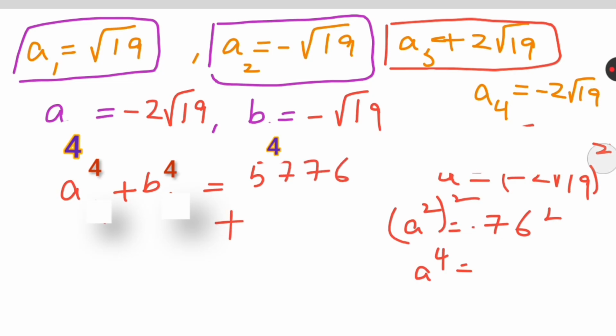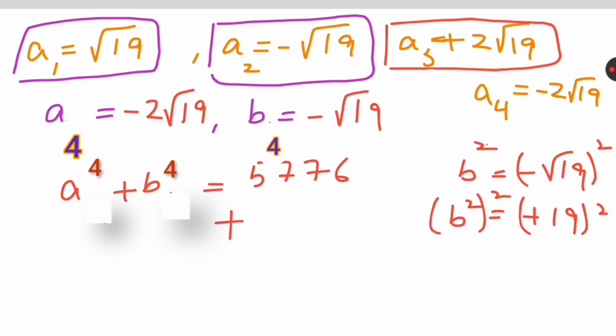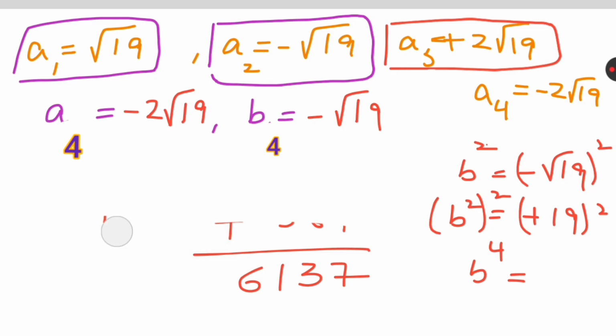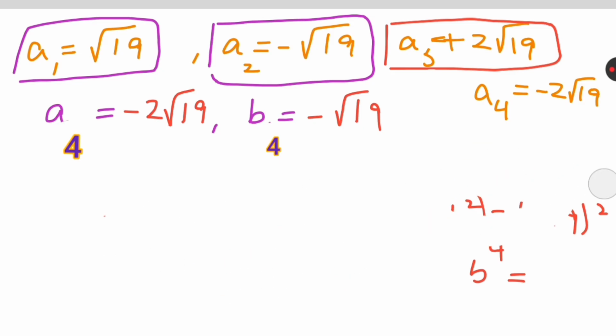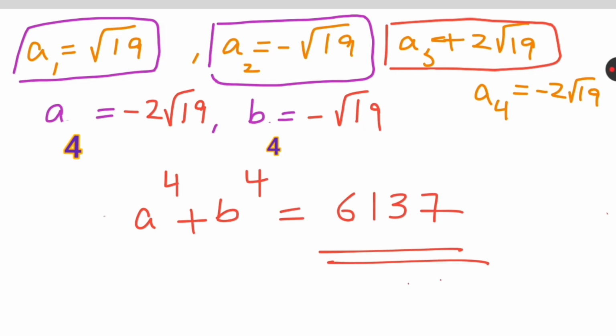Now we need to find b power 4 value. B value is minus root 19. If you do square on both sides, then it is going to get only 19. If you do again square on both sides, then you are going to get b raised to power of 4 value, which is 19 power 2, that is 361. So after adding, we are going to get 6137. That means for all 4 values of a and b, we got the same answer for the a raised to power of 4 plus b raised to power of 4. The value is 6137.